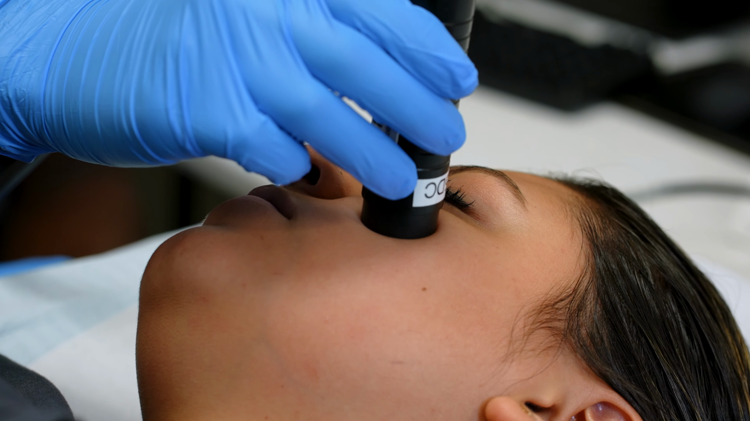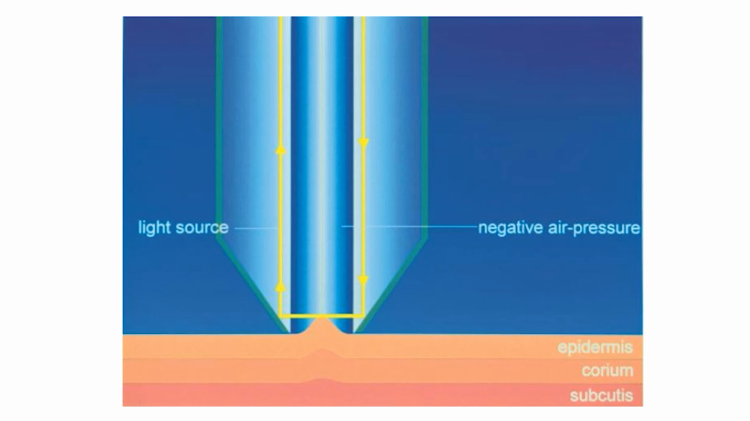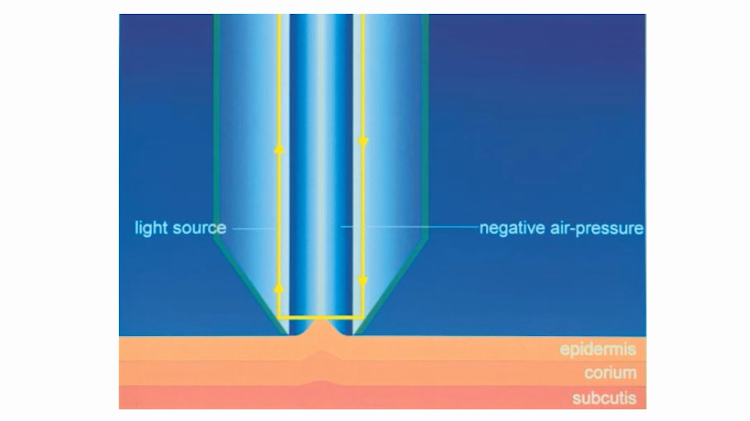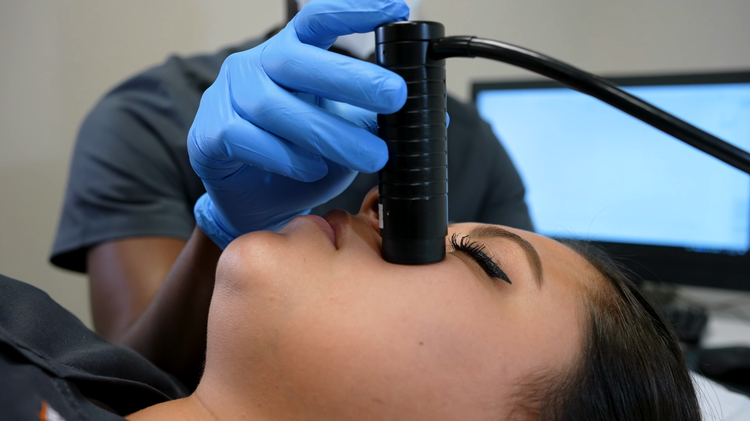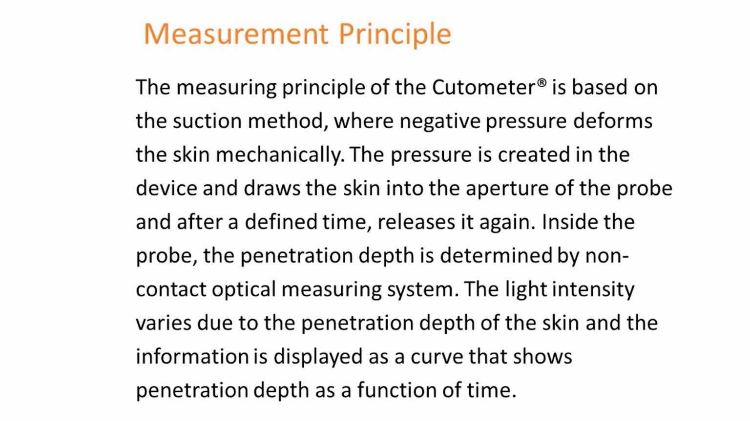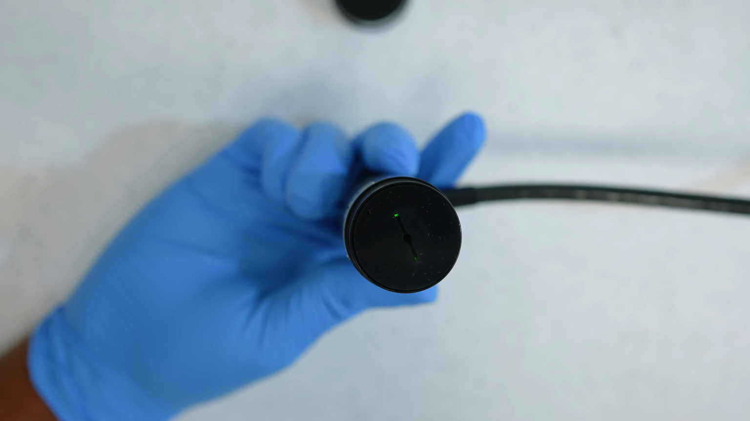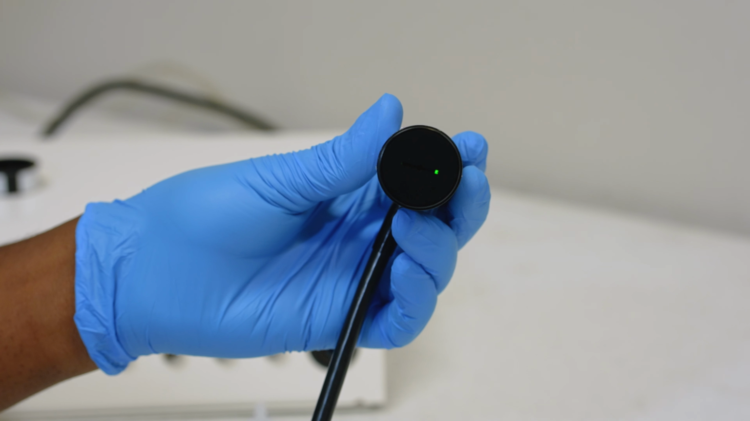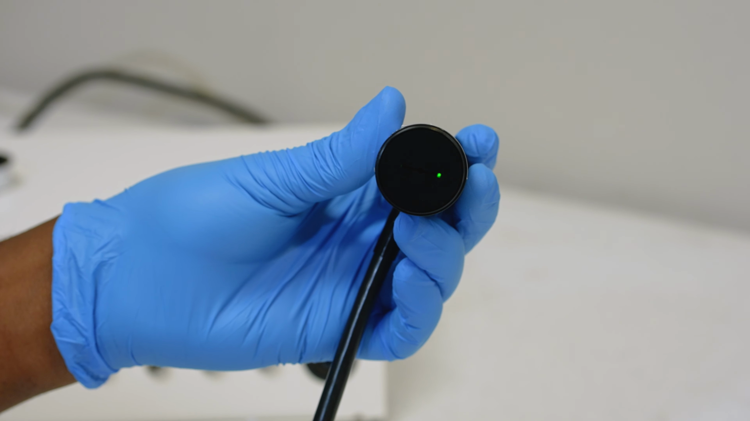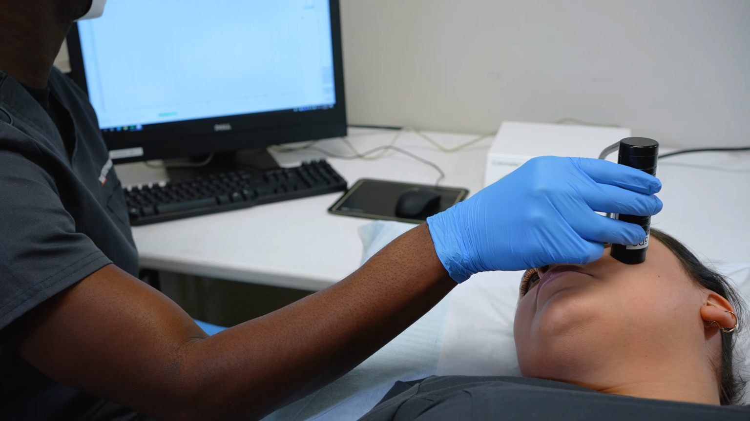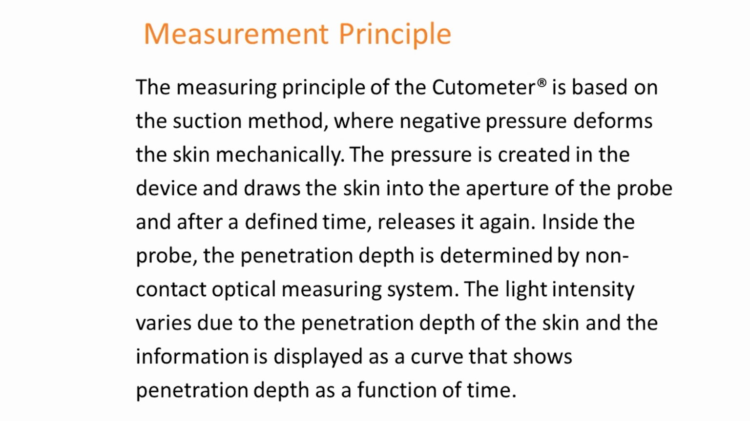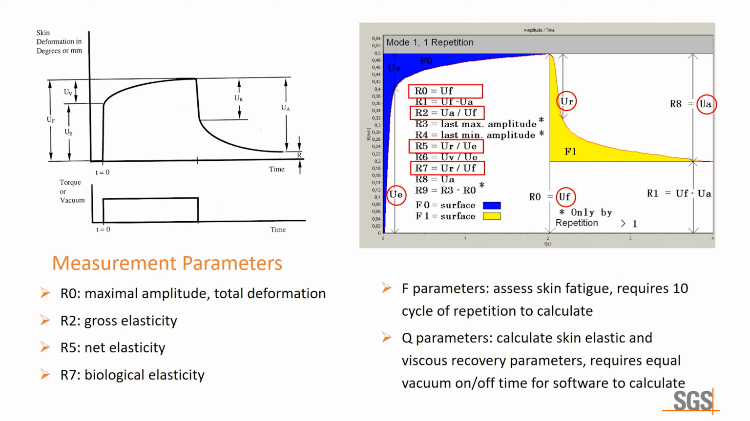When the negative pressure is applied on the skin's surface, it draws the skin into the probe aperture and deforms the skin. After a defined time, the negative pressure is released and the skin gradually goes back to basal state. Inside the probe, a non-contact optical measuring system detects the skin's penetration depth inside the probe, and the information is displayed as a curve that shows the penetration depth as a function of time.